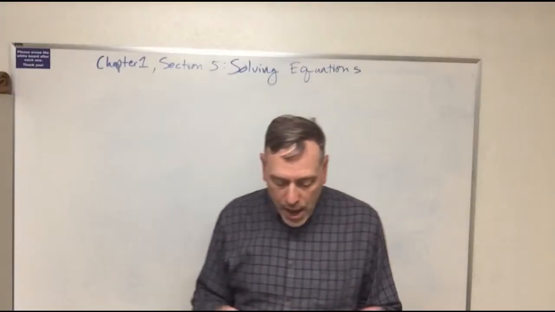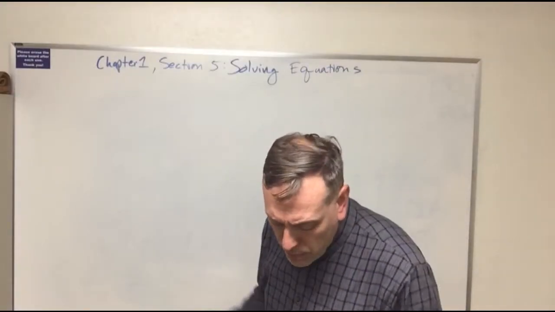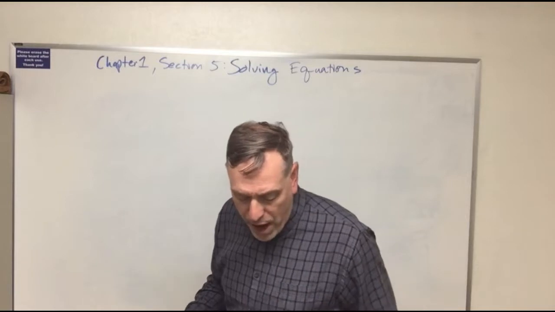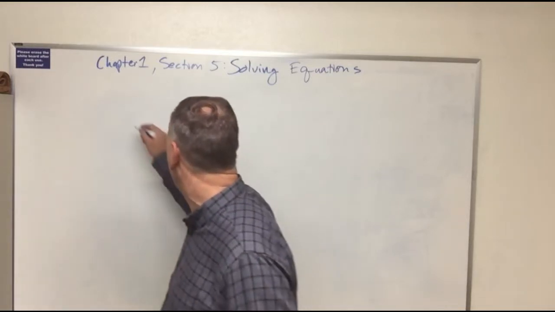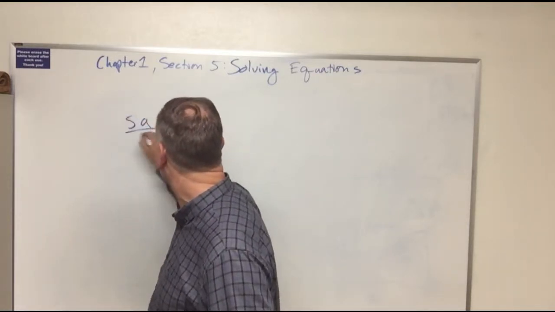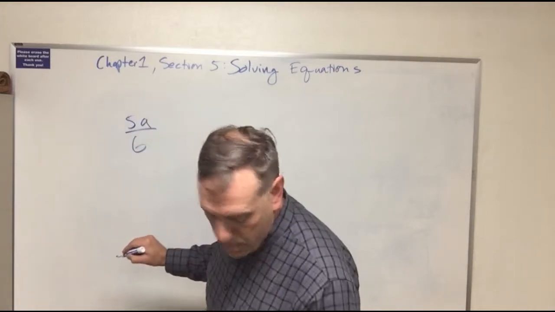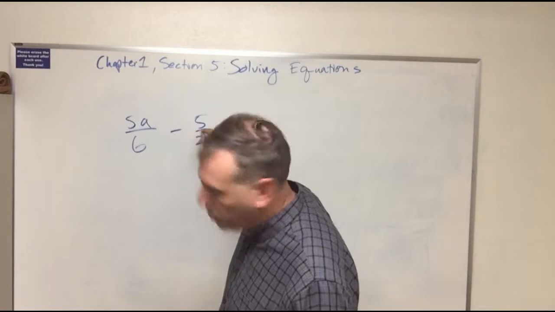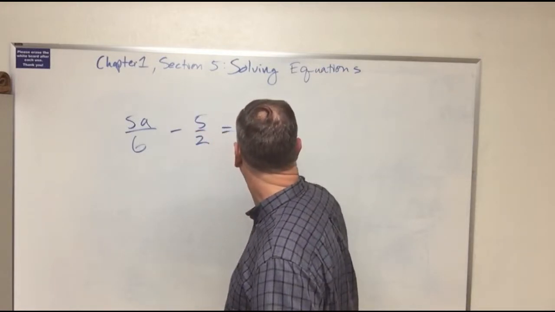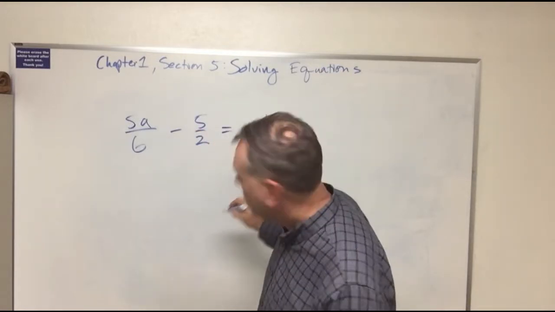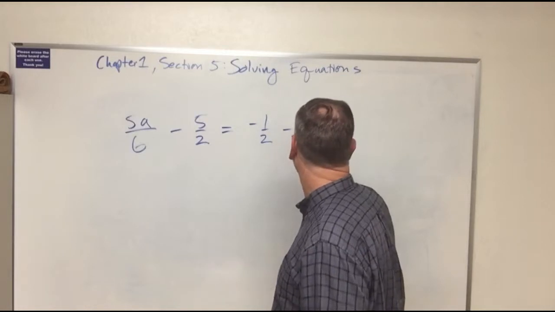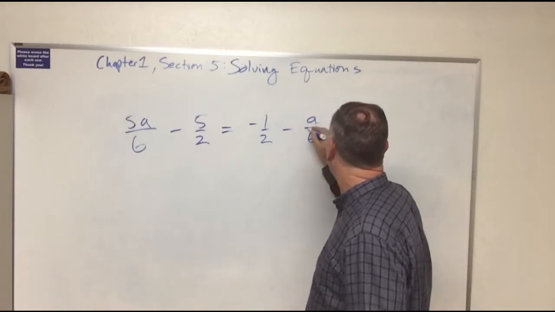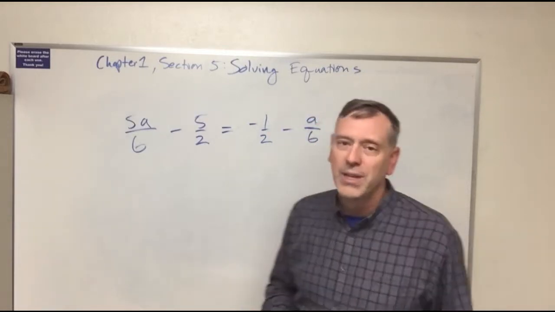Now, I want to do one more problem, and this one involves a bit of fractions. We have 5a over 6 minus 5 over 2 is equal to minus 1/2 minus a over 6. And the reason I wanted to do this one is this involves, there's a couple ways you could do this.